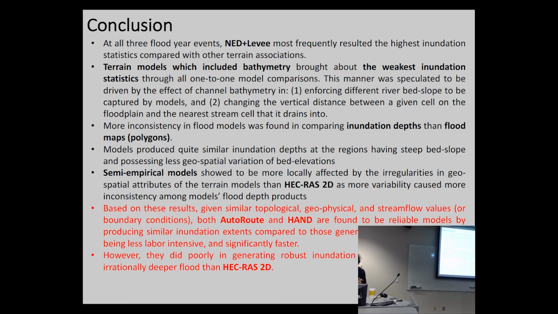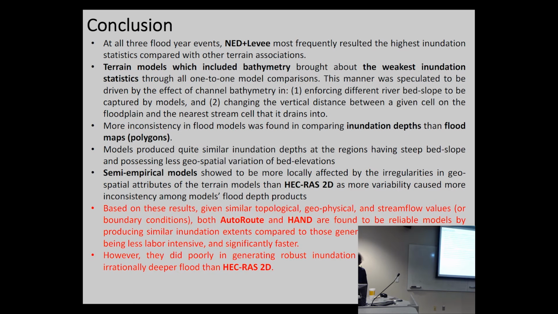And terrain models which included bathymetry brought about the weakest inundation statistics, and it's due to two reasons. When you take into account the channel bathymetry, it produces more oscillation and then more variation of bed slope. Those models that are sensitive to bed slope, like the semi-empirical models, would produce less accurate results than HEC-RAS 2D, which is based on shallow water fluid dynamic equations that take care of abrupt variation of water state. The other reason is the change in vertical distance between given cells, which affects models like HAN that are raster-based flood inundation maps, based on the comparison of elevations of different cells nearby the other cells of the main channel.